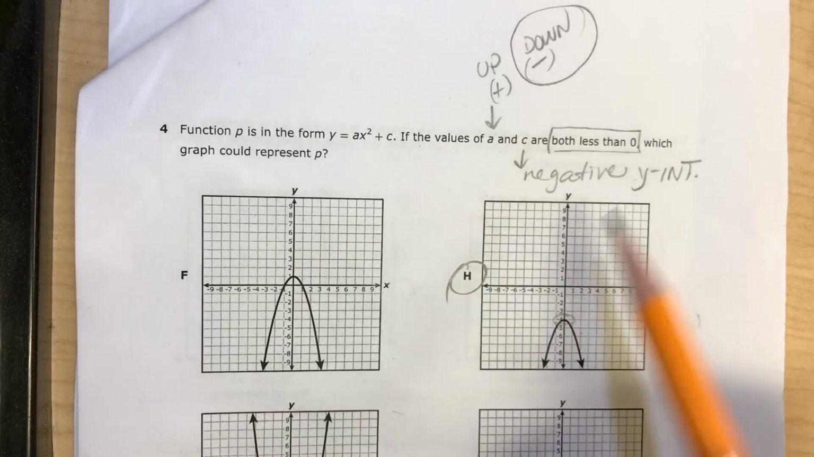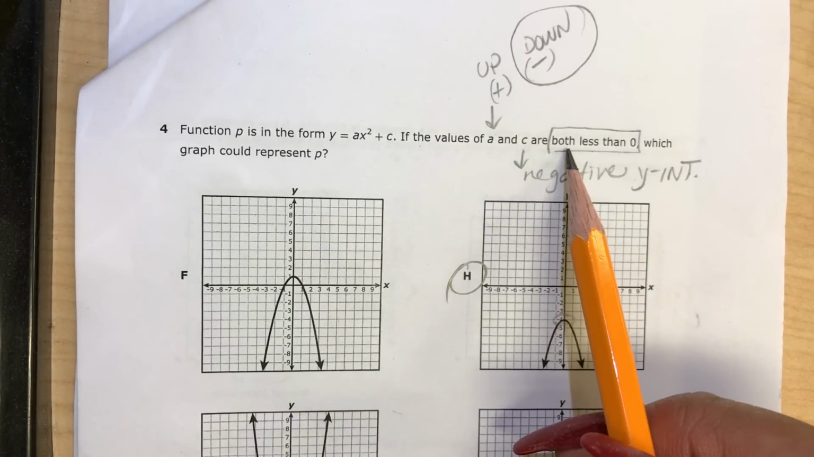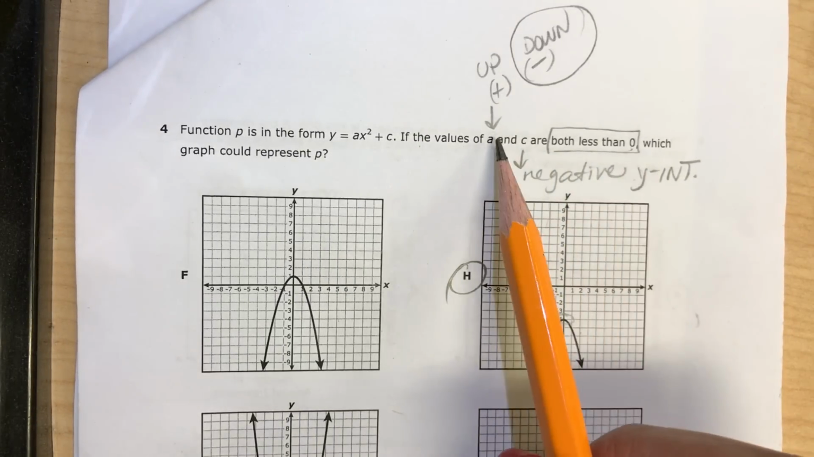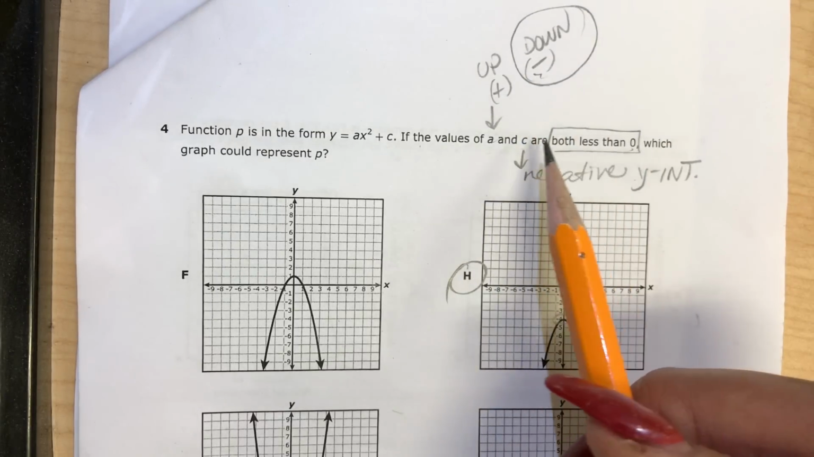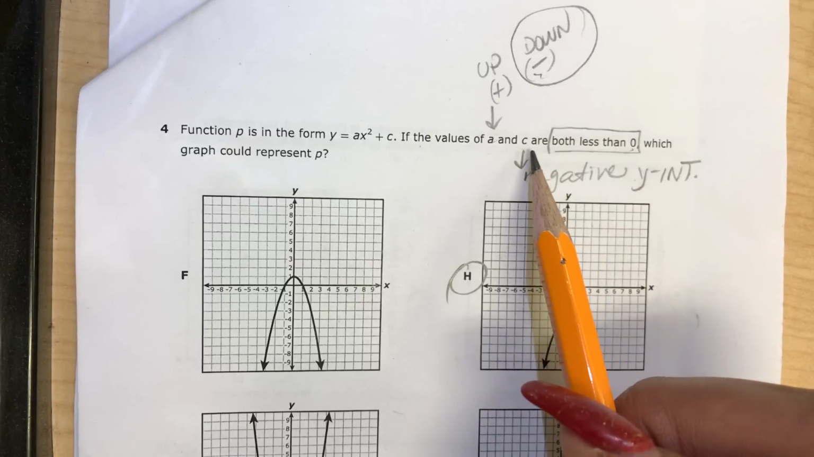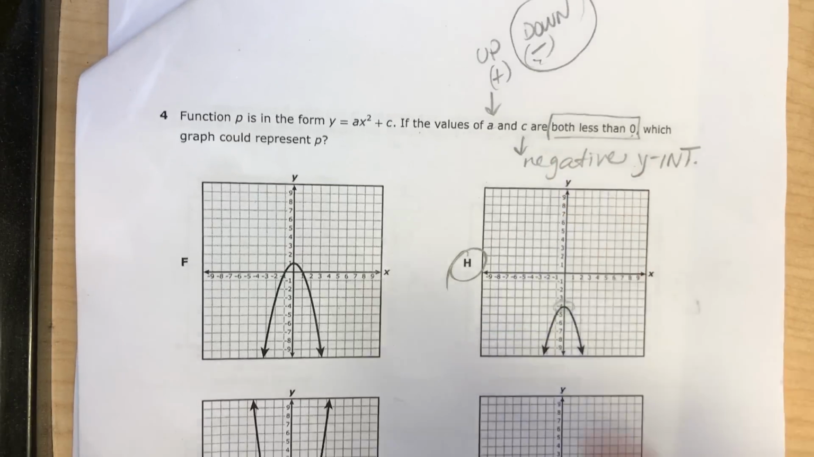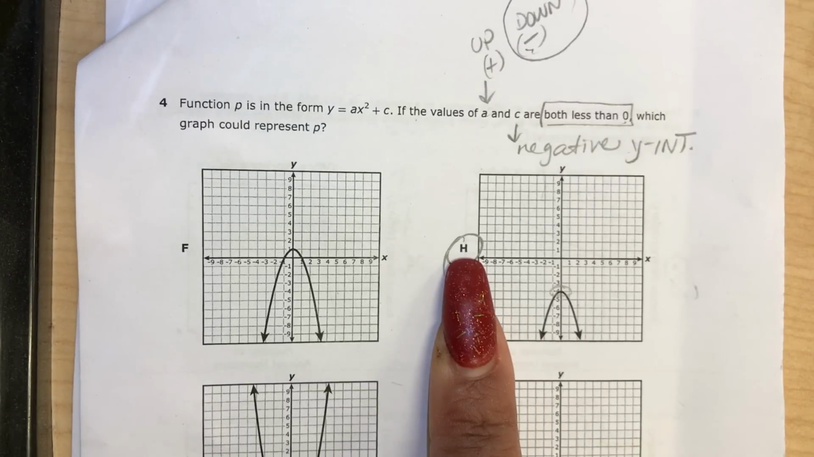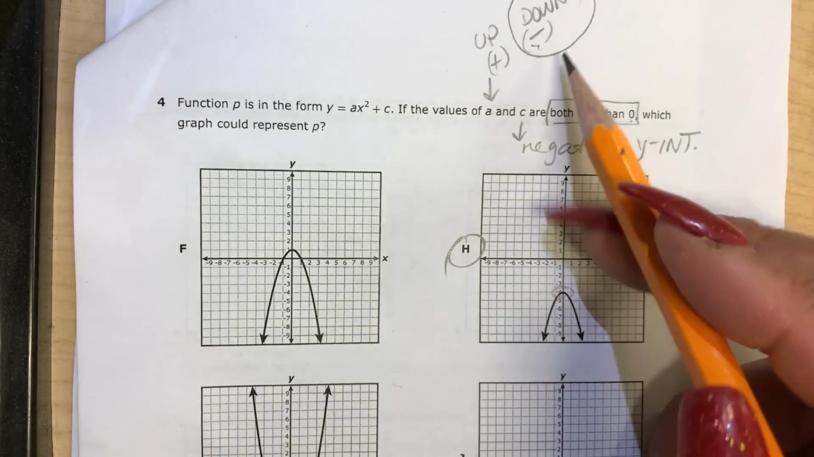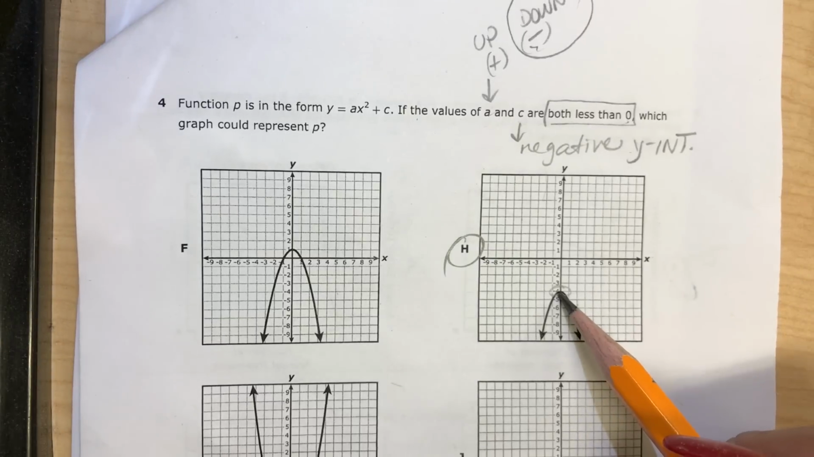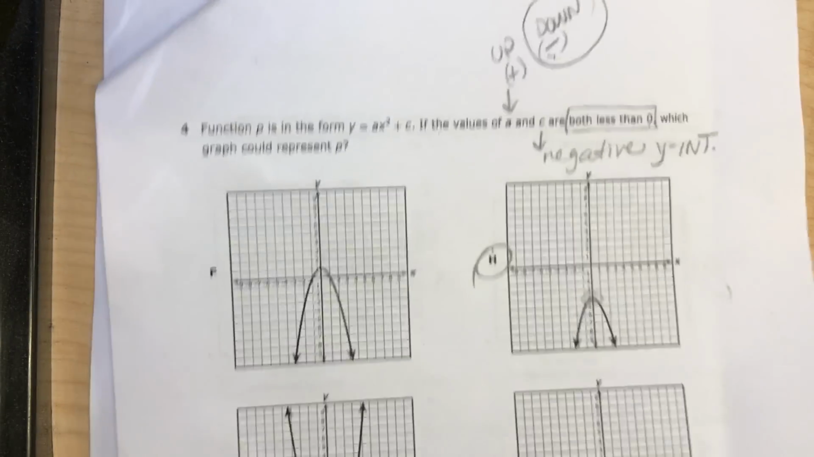Number 4 says it wants A and C to be less than 0. That means A has to be negative. It has to point down. And C, it has to be negative. Well, remember, C is the y-intercept. So H is the only answer choice where A and C are both negative, meaning it points down and it crosses the y-axis at a negative number. Now we're going to do number 5.